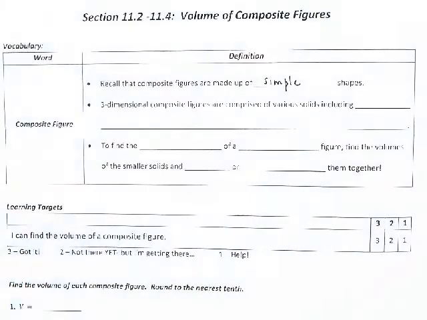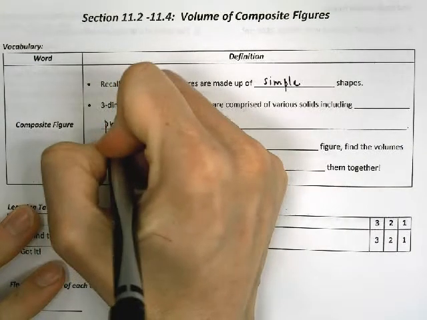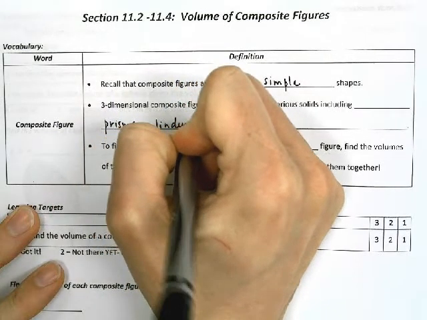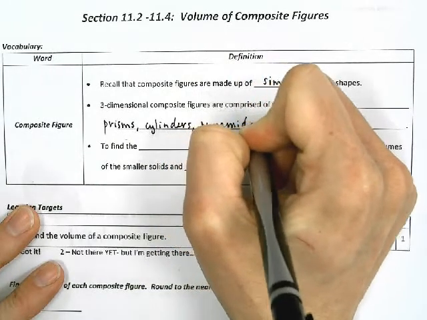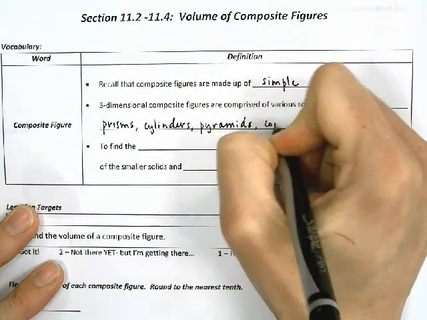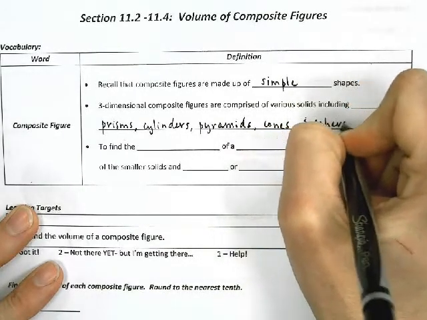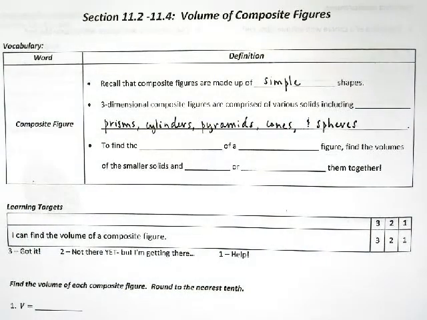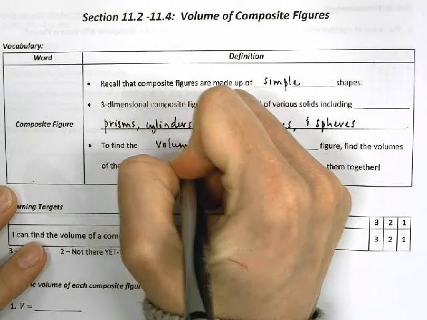So when we're talking about three-dimensional composite figures, we're talking about making up figures based on prisms, cylinders, pyramids, cones, and spheres. So our composite figures are just taking any of those solids and kind of stacking them up to make a composite figure.